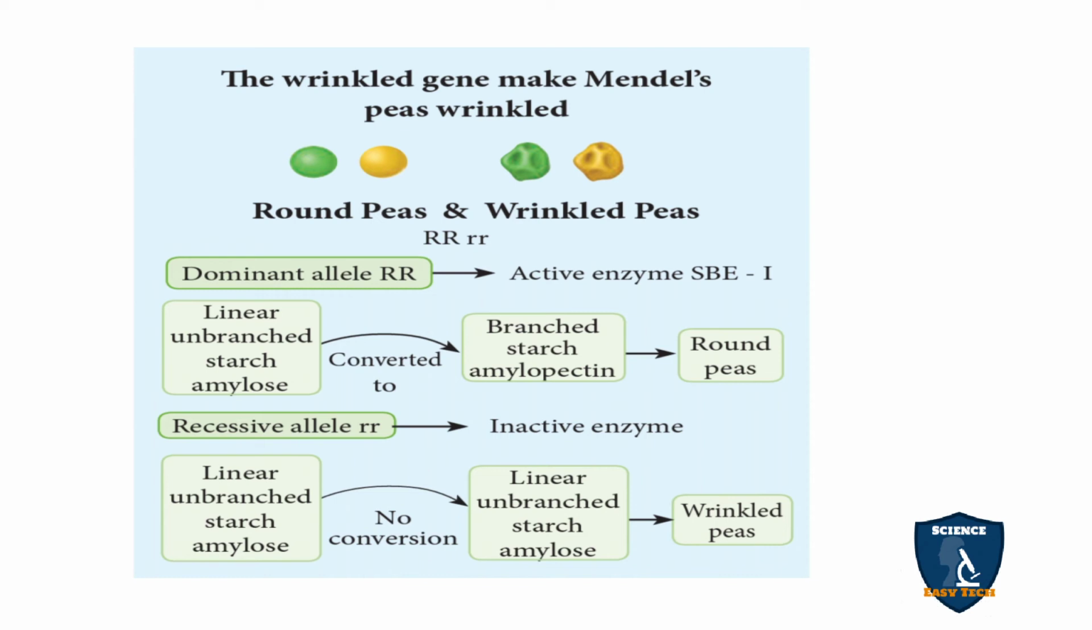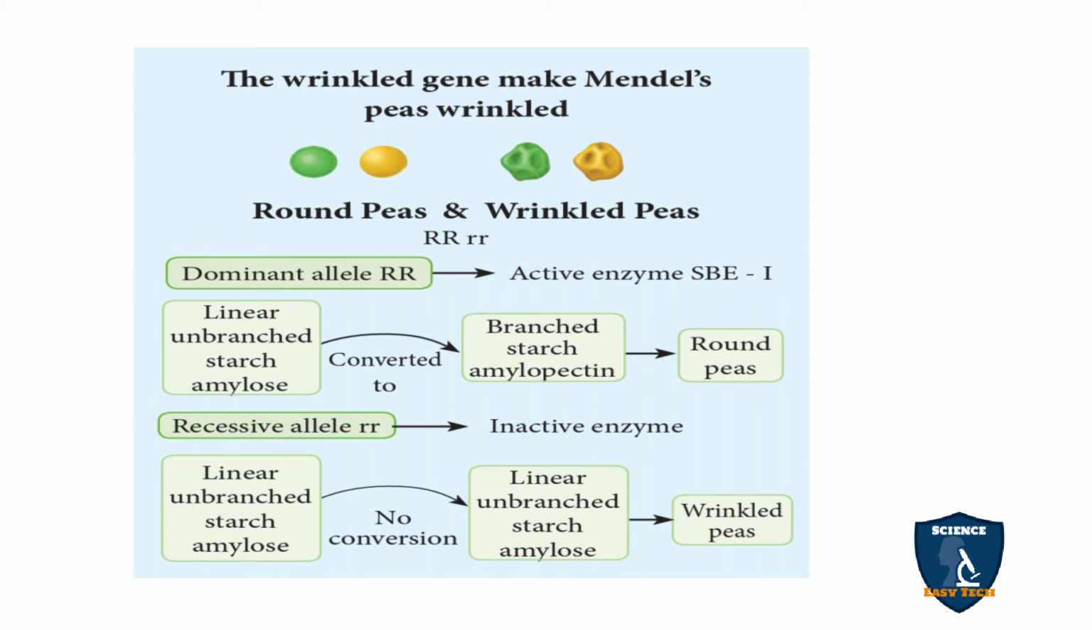It is responsible for producing starch branching enzyme 1. So it activates the starch branching enzyme, which converts linear unbranched starch amylose into branched amylopectin. This is activated by the capital R. Due to this, the peas, that is the seeds, are round in shape.